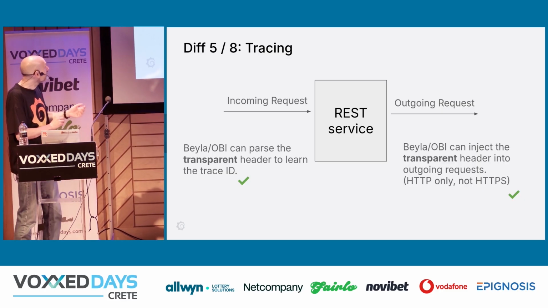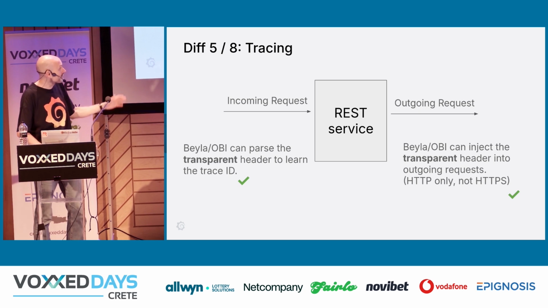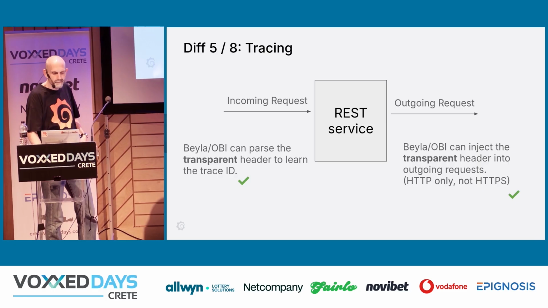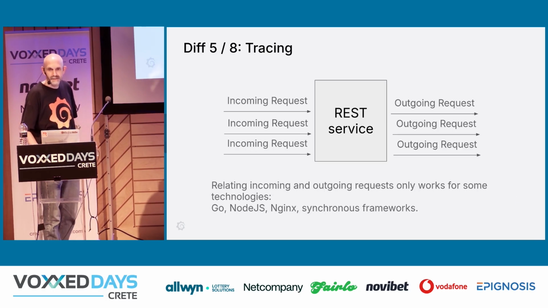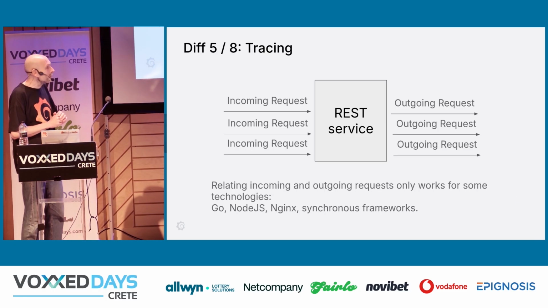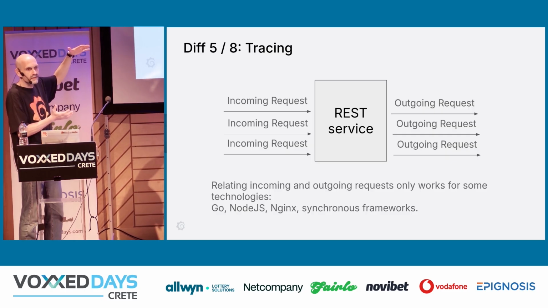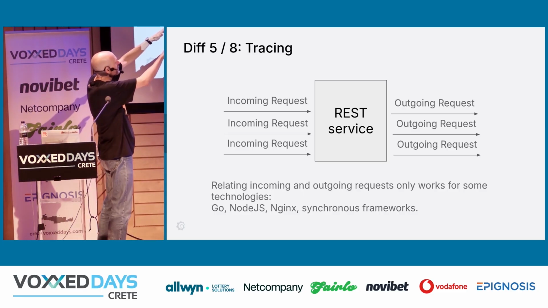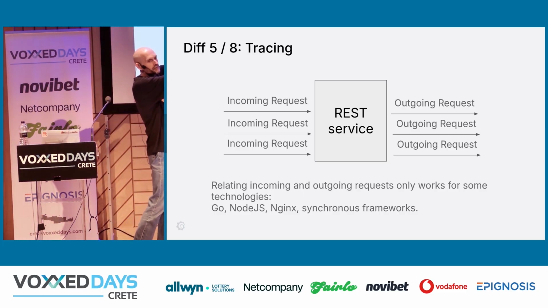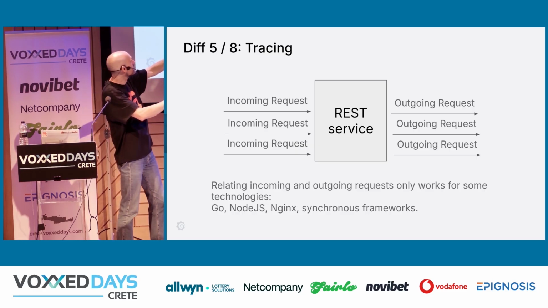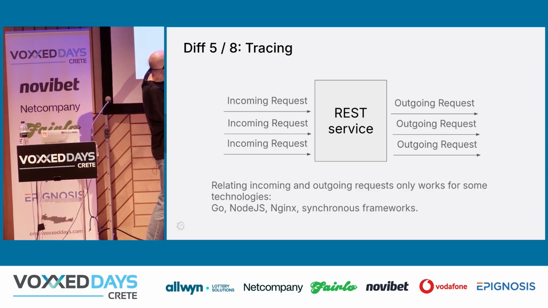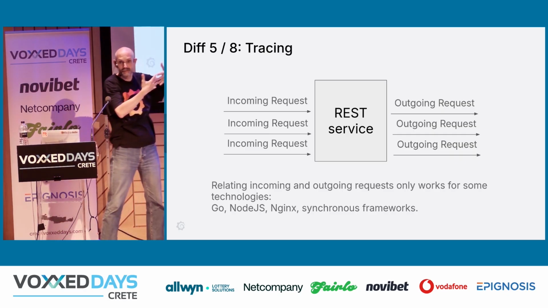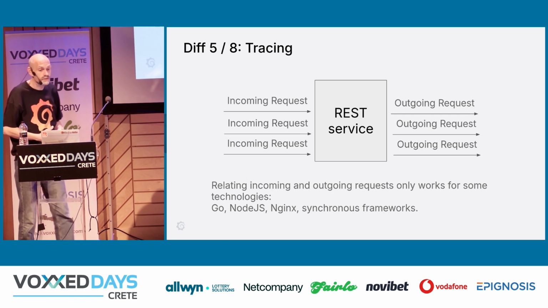So you might think, if we can parse incoming headers and inject headers to outgoing requests, that we can do tracing, but we cannot, or at least not in general, because the problem is what happens if there are multiple requests coming in parallel, right? So you have a whole bunch of parallel requests coming in, and then at some point a whole bunch of requests going out, and now you need to know, okay, the trace ID from this request actually needs to go to that outgoing request, and you need to correlate these. And this is really, really hard to do.